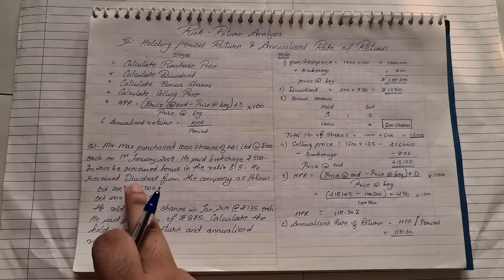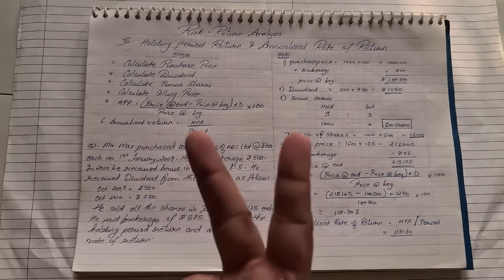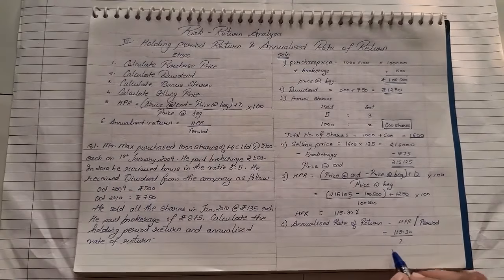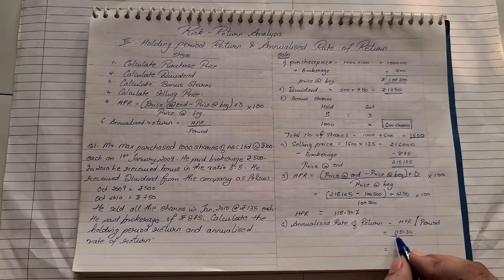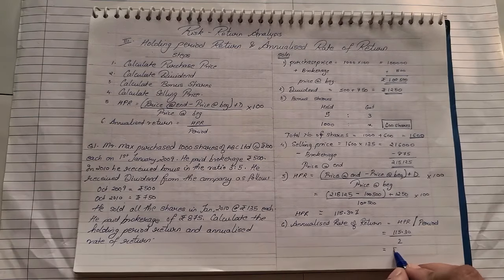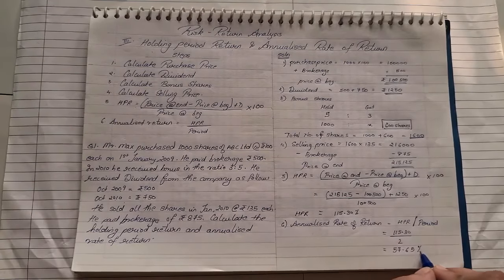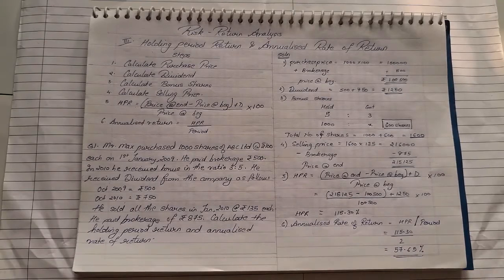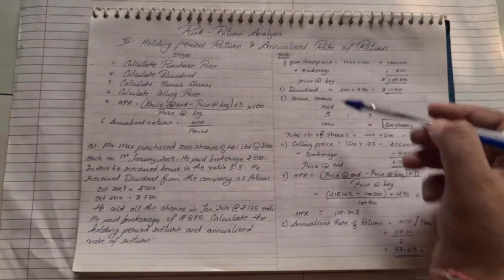Now here they are giving you dividend for 2 years, so 2009 and 2010. So for 2 years we have held it. So our holding period, the annualized rate of return will be 115.30 divided by 2, which comes to 57.65%. So with that, the sum based on holding period return and annualized rate of return comes to an end. Okay, so these are the steps that you have to follow.